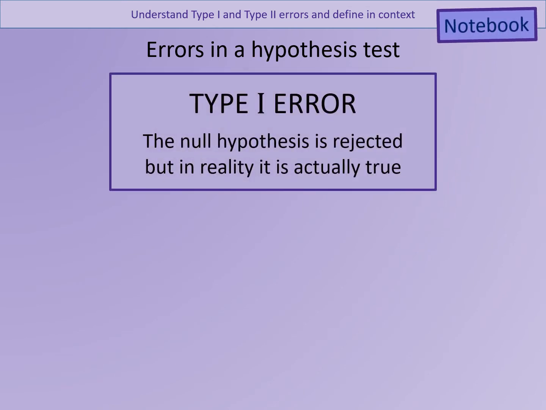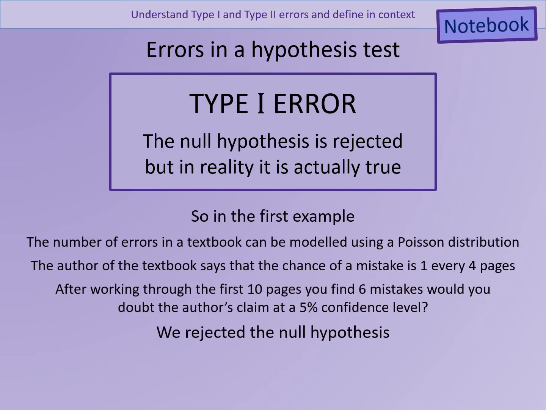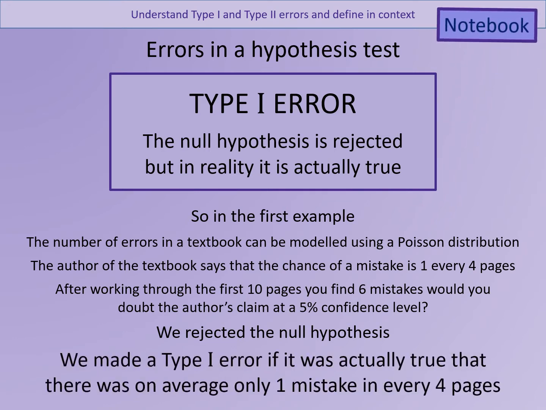So in a type 1 error, the null hypothesis is rejected, but in reality it is actually true. An example of this was when we looked at the number of errors in a textbook. The author claimed that the chance of a mistake was 1 mistake in every 4 pages, and we rejected this null hypothesis based on an observation of 6 mistakes in 10 pages. If it had actually been true that the average number of mistakes was 1 mistake in 4 pages, we would have made a type 1 error in rejecting the null hypothesis.